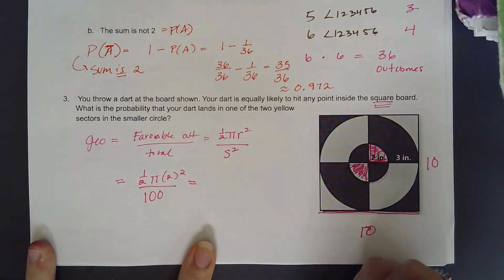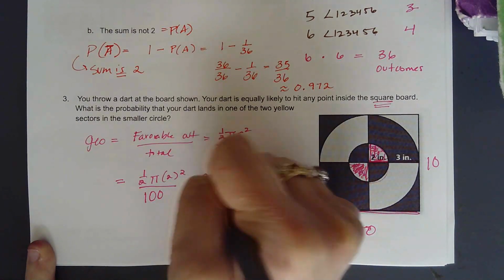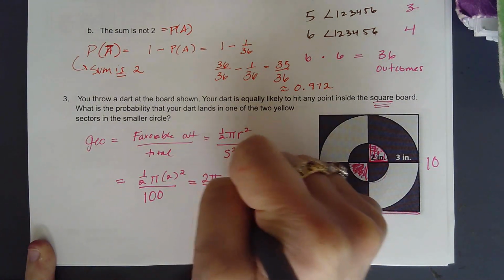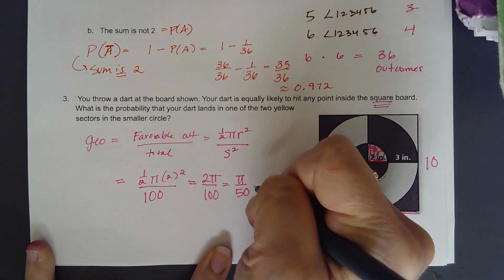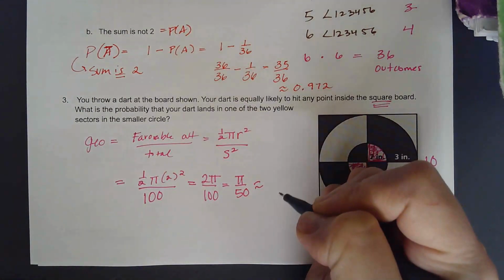So let's do the math. 2 squared is 4, half of 4 is 2. I get 2 pi over 100, or in other words, pi over 50. So if I do that, I get approximately, let's do the math here.